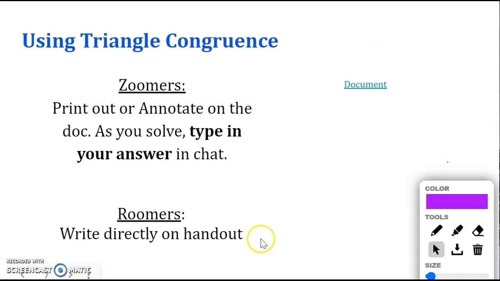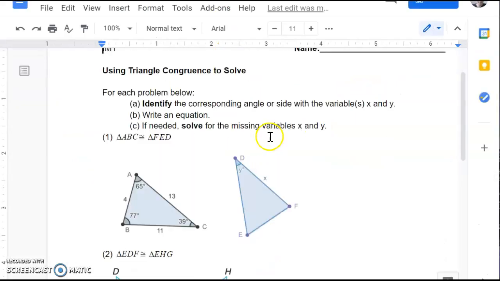So now you're going to do the practice. And Zoomers, my people from remote, print out or annotate on the document that you see here that I'm going to put in the chat. And as you solve, type in your answer in the chat so that I can see your progress and I can give you feedback as to whether you're doing it correctly or not. Roomers, those people who are in my classroom, you write directly on the handout that is given to you. So the document that I am pushing out right now is this one.